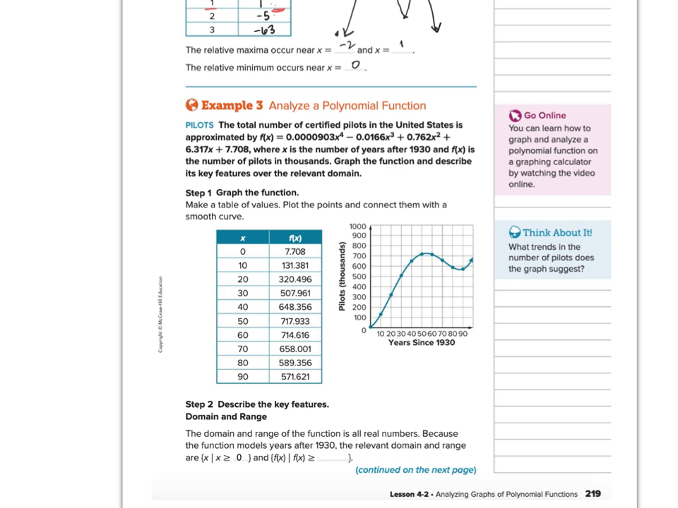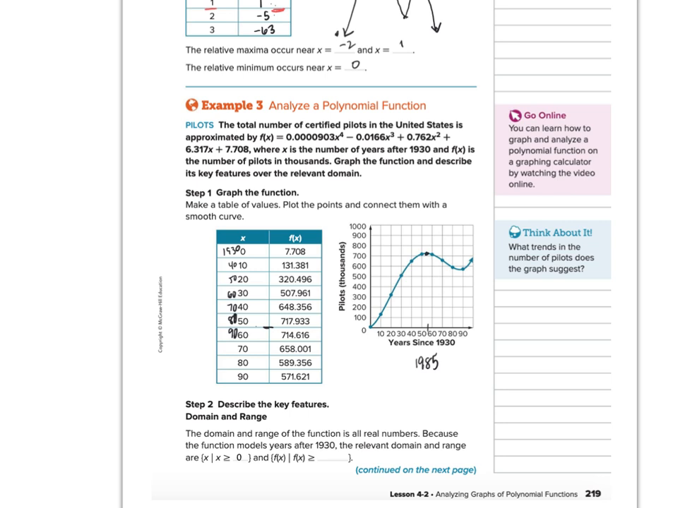What are the key features? Looking at the key features, I can see that I have a maximum occurring approximately at 1985. Right, 1985 is somewhere in here, because this is 1930, so this would be 40, 50, 60, 70, 80, and then 90, so somewhere in between 1980 and 1990.